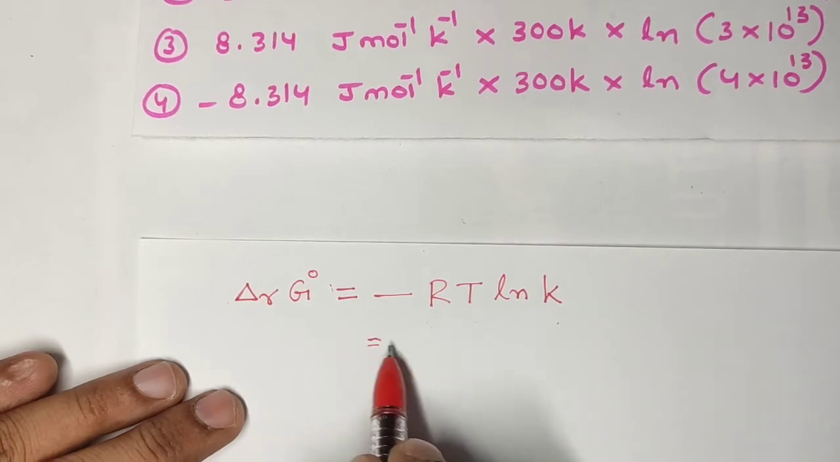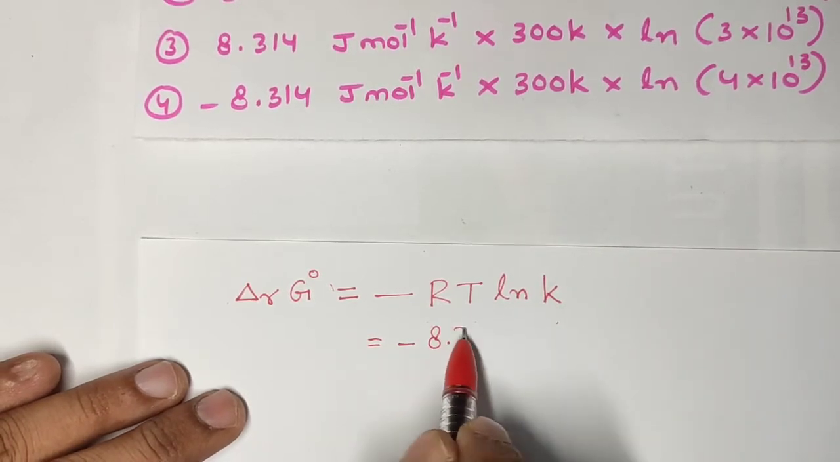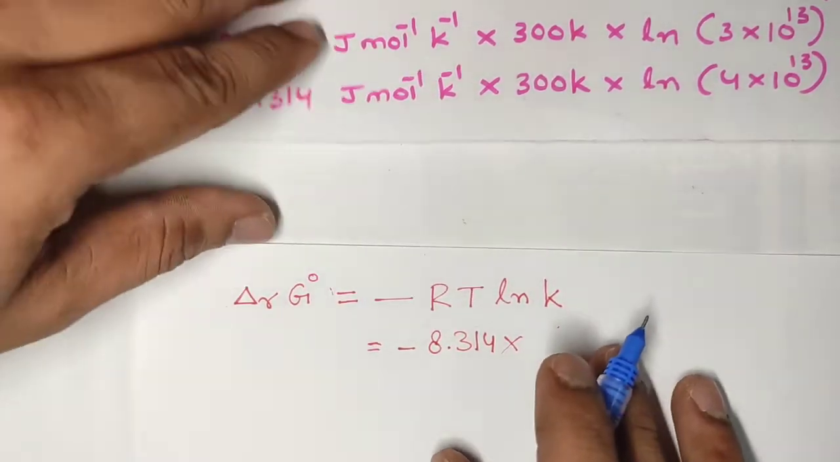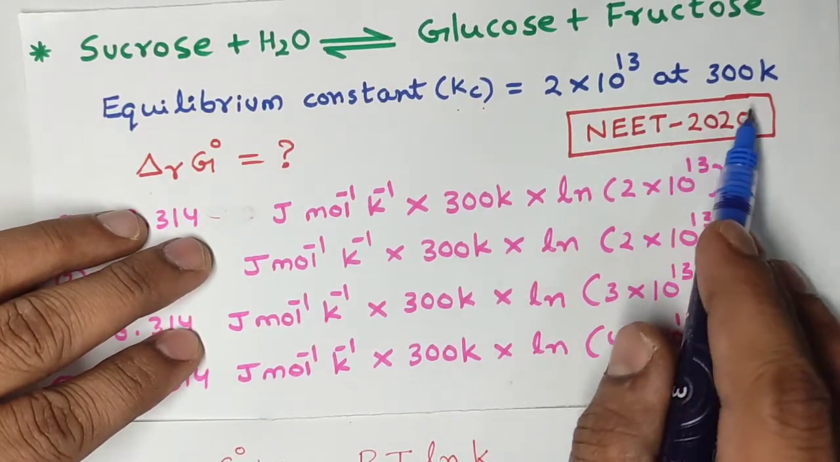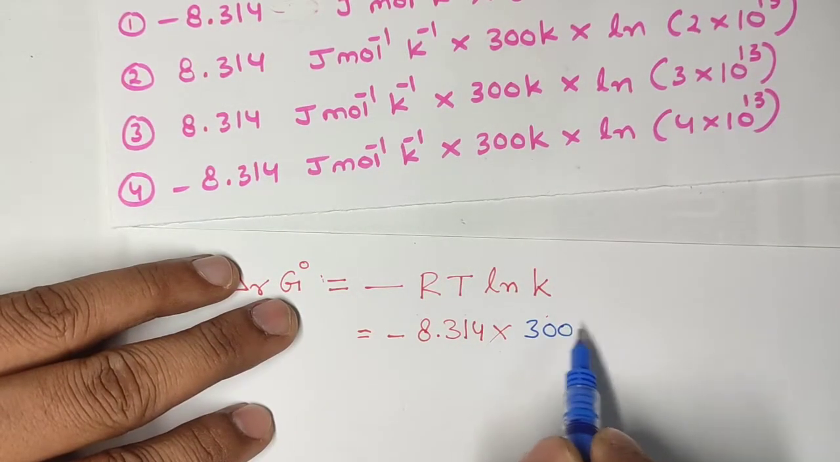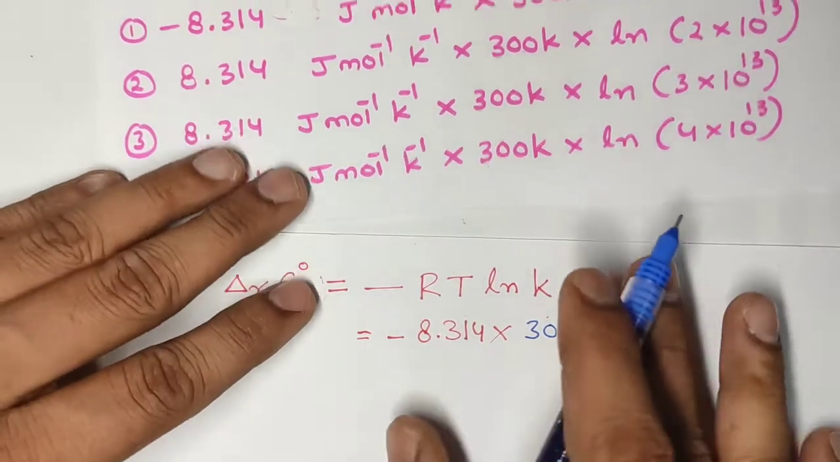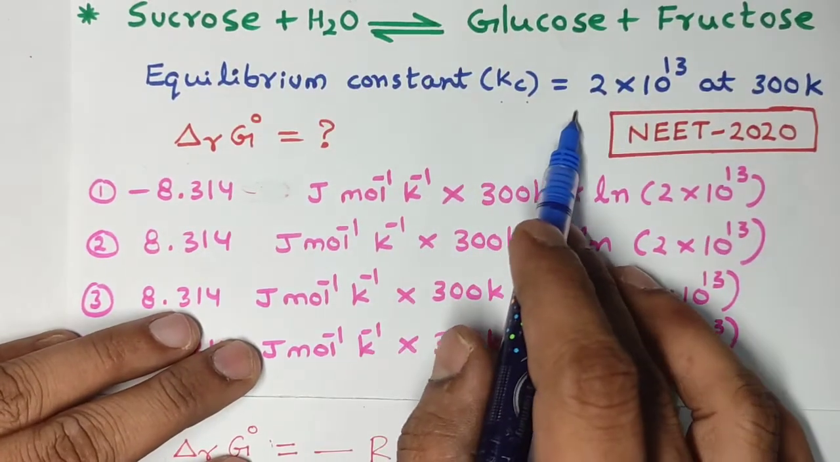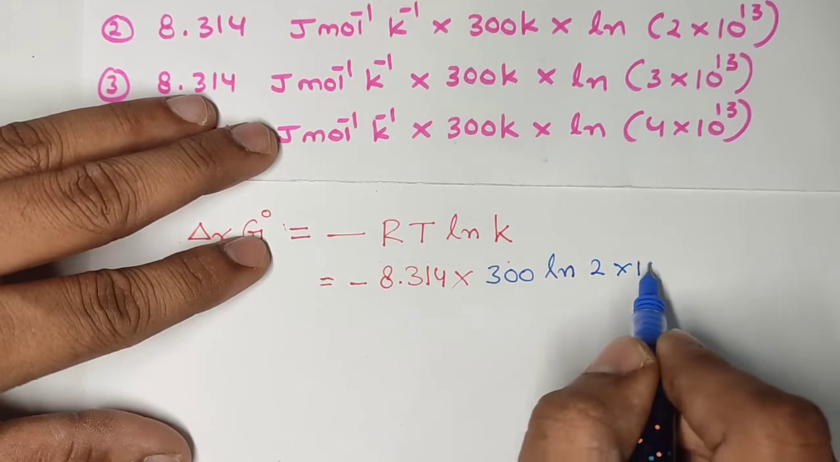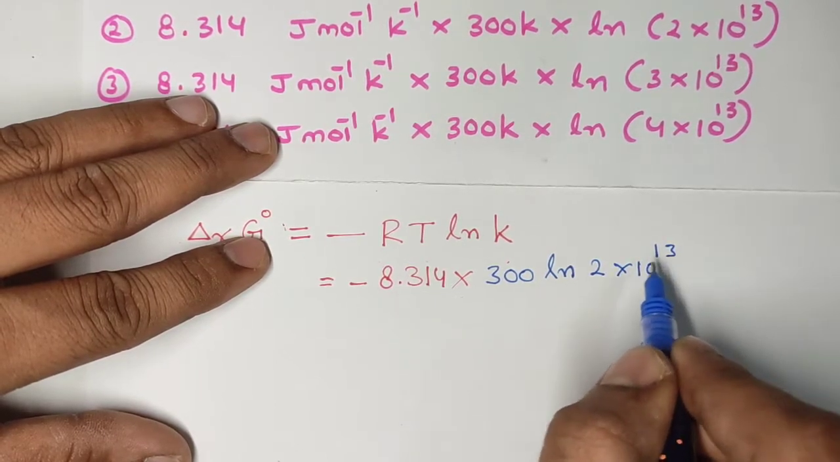Okay, here what is the R value? R value is 8.314. Okay, next, the temperature given in the question is 300 kelvins, so 300. Next, ln, what is the equilibrium constant value? 2 into 10 power 13.